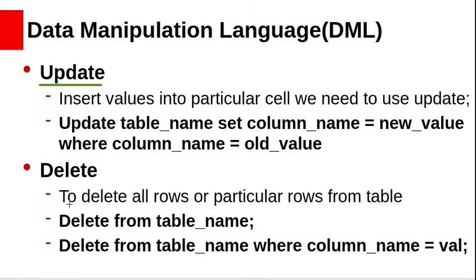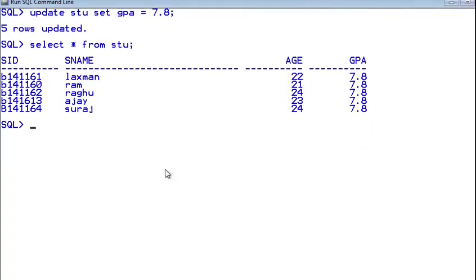Let's see delete. It is used to delete all rows or particular rows from a table. The syntax is delete from table name, meaning all rows will be deleted from the table. If you want to delete only particular rows, you have to use where. Let us delete this last row, meaning a particular row. So we can do that by using the where clause.